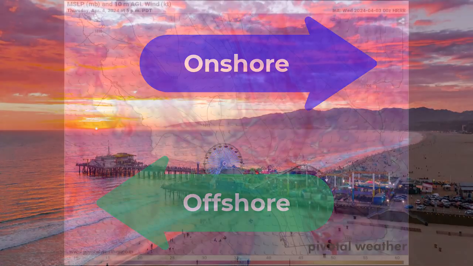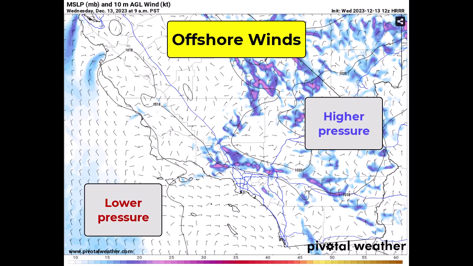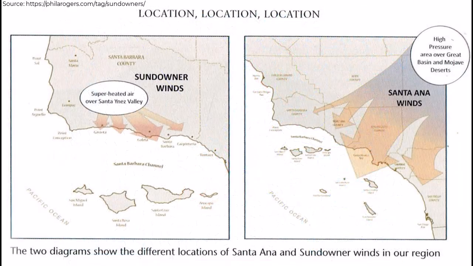In a previous video, we touched on the general characterization of winds in California being either onshore or offshore. As a refresher, onshore winds are winds that blow from the ocean to the land and are the most common wind regime through the year. Offshore winds, on the other hand, blow from the land to the ocean and are much warmer and drier than onshore winds. There are two known offshore wind regimes local to Southern California, colloquially termed Santa Ana winds and Sundowner winds.